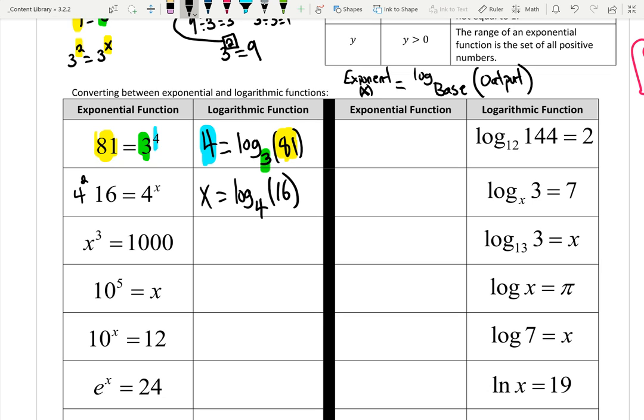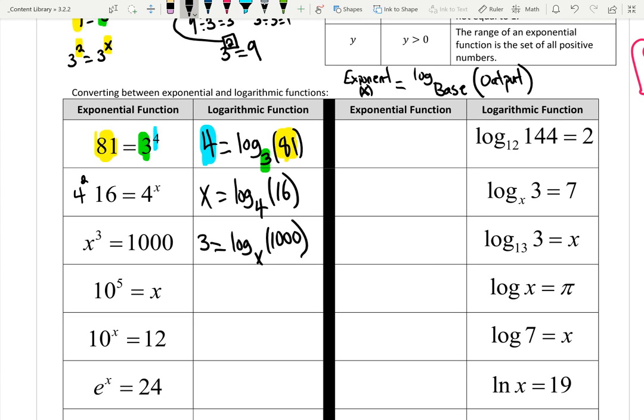Now, let's keep going. I'm going to convert x to the third equals 1,000. Okay, what is my exponent? Exponent goes first. Exponent equals my log of my base of 1,000. That looks kind of weird, but that's what it is. I'm not going to really worry right now. This right now won't necessarily be the most useful. I would actually like it in exponential function form, because I can actually solve this guy by taking the cube root of each side. But nonetheless, even if it's not helpful, I can convert between forms.